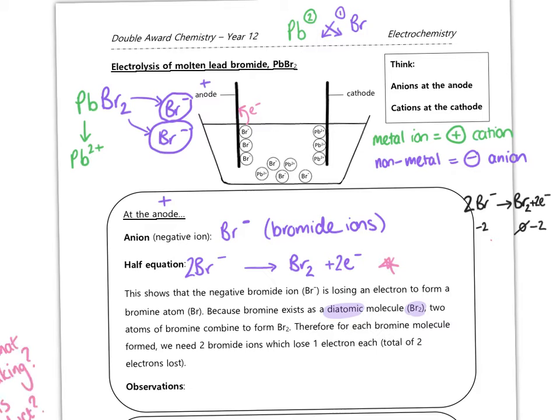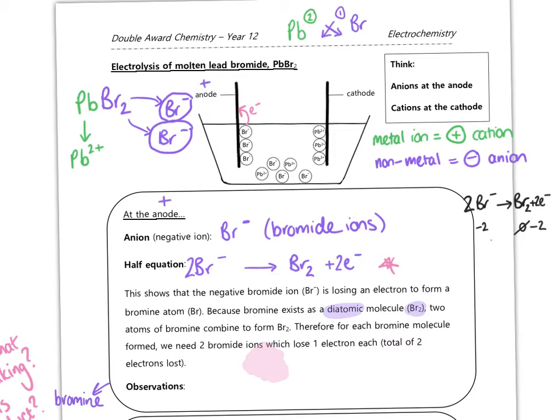What is my product? So what is our product in this case? What are we making at the anode? We're making bromine. You can see that from our half equation above. So we are making bromine. So I then ask myself, well, what does bromine look like? What would bromine appear as if I was to make it?